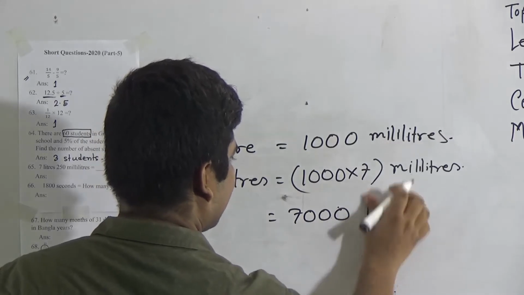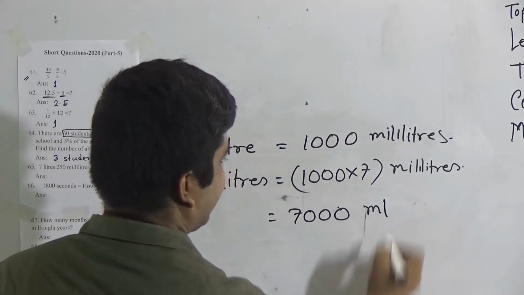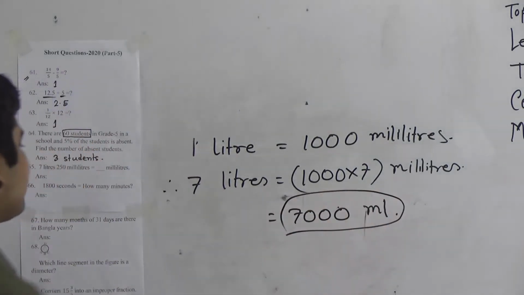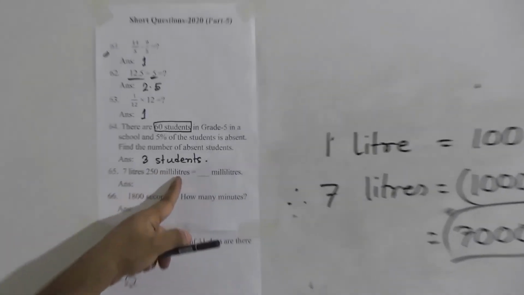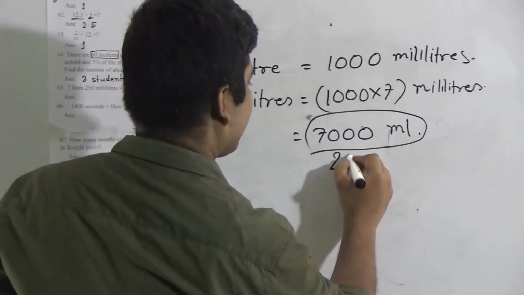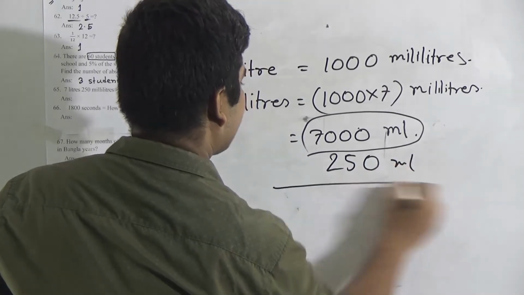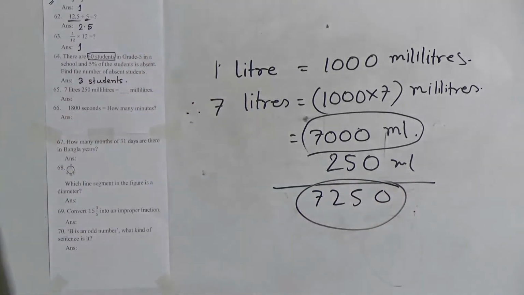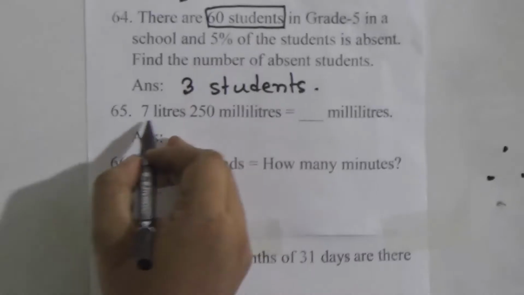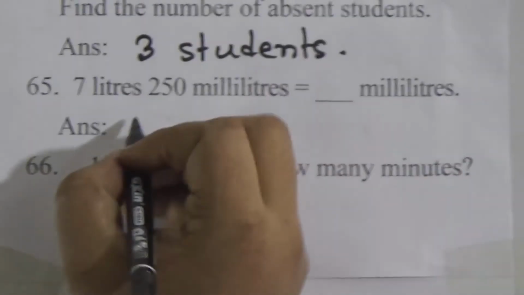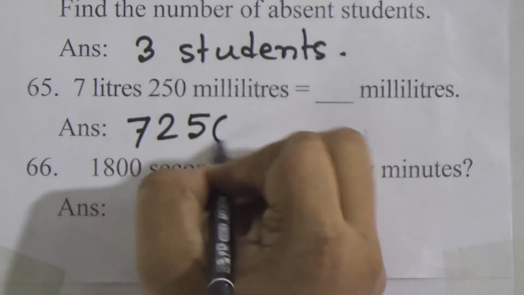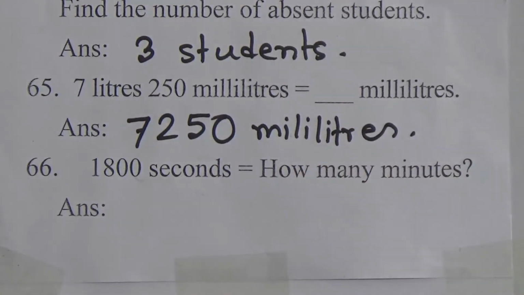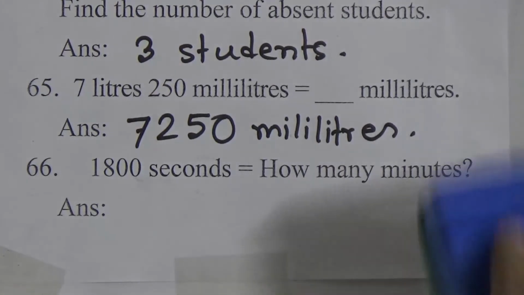7000, we write in short ml. ml means milliliter. Okay, so 7000 milliliters, but here you notice 7 liters and 250 milliliters. So we add this 250 milliliters with this 7000 milliliters and we get 7250 and it is the required answer. So I hope you have understood. 7 liters 250 milliliters equal to 7250 milliliters. Okay. So dear student, next we shall solve question number 66.